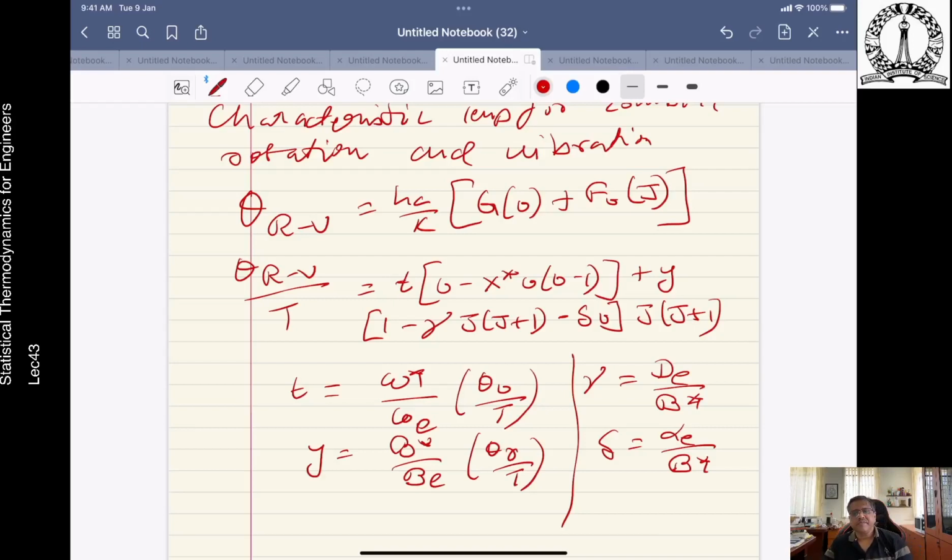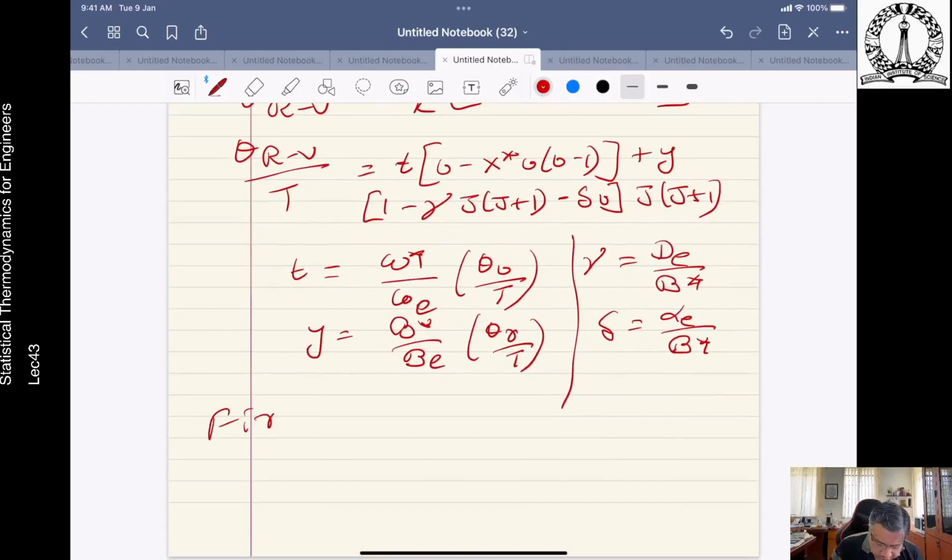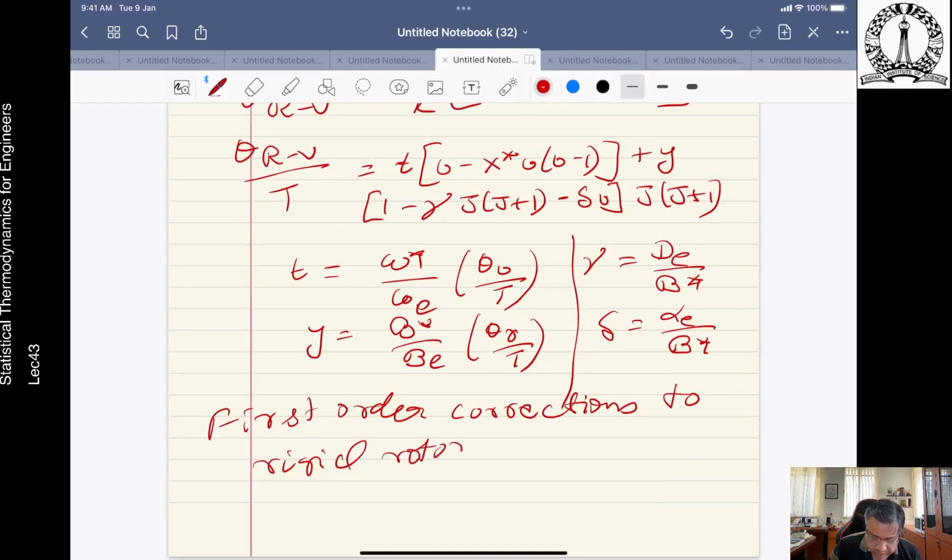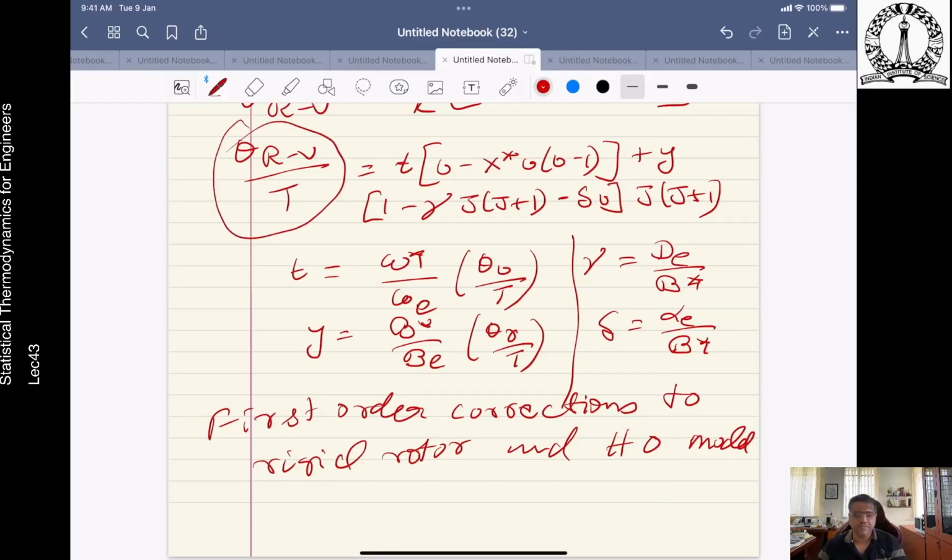Okay. So these equations that we found are basically first order corrections to the rigid rotor and harmonic oscillator model. As usual, omega_e, x_e, B_e, alpha_e, and D_e are obtained from spectroscopic data. Using this, you can now calculate theta_RV by T.